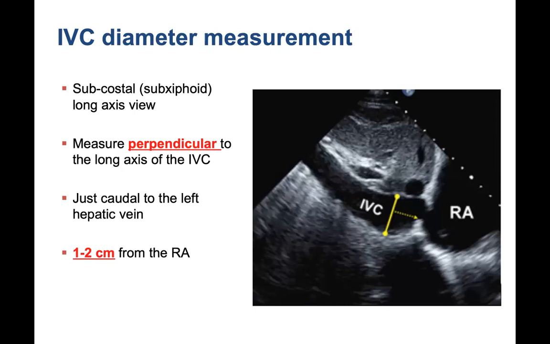We're going to measure just caudal to the left hepatic vein. So here in this picture, here's the left hepatic vein coming down, and we're going to move this way just a little bit. So here it is. And I generally say it's about 1 to 2 centimeters from the right atrium. If you are too far from the right atrium, there is concern that you might be underestimating the IVC or just that it might not be as accurate. So ideally, we see this entrance into the right atrium so that we can know where to measure the IVC.